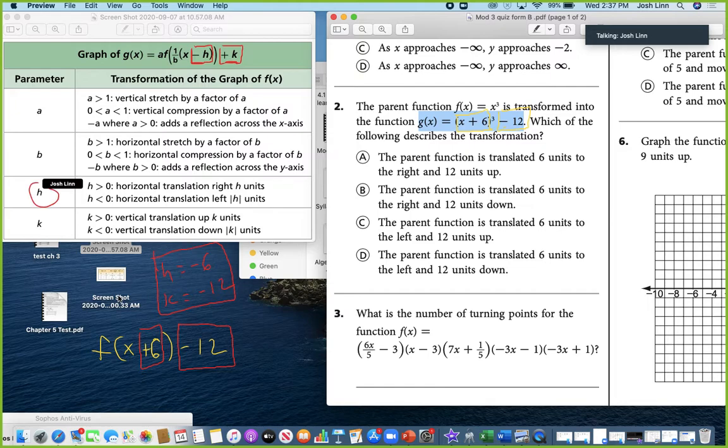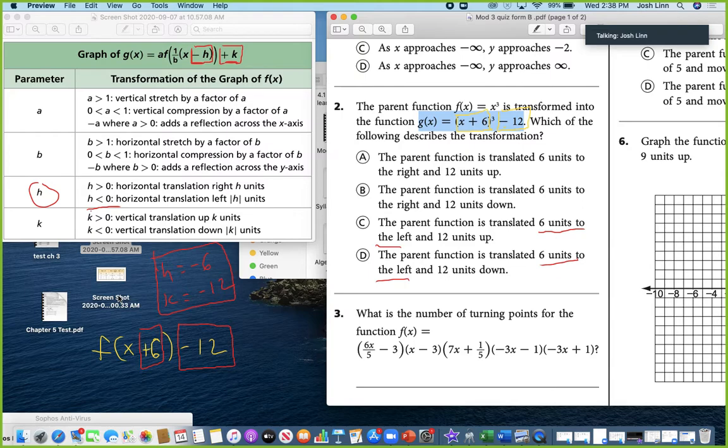Once we have these two values, we just look up at our chart. Our h is less than 0, so it is a horizontal translation, left h units. So it is going to be left 6 units. If I come back over here to my answers, the parent function is translated 6 units to the right? No, we want to go to the left. 6 units to the left, 6 units to the left. Okay, so it's one of those two.